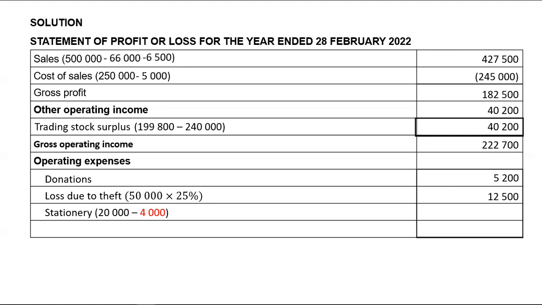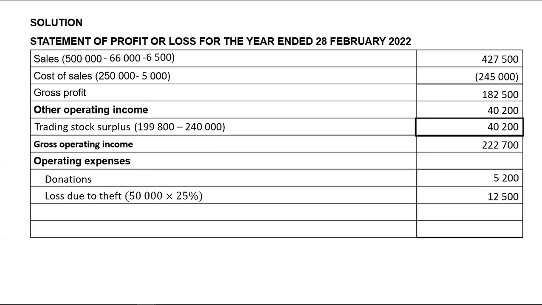Now, in this case, your total amount will simply be 15,000, which is the stationery used. No, it should not be 15,000. It should be 16,000. When you add all these expenses, they will give you 33,700. You put it in brackets because it's your operating expense. Then you take your gross operating income minus your operating expenses. You will be left with gross operating profit, and your gross operating profit will be 189,000.